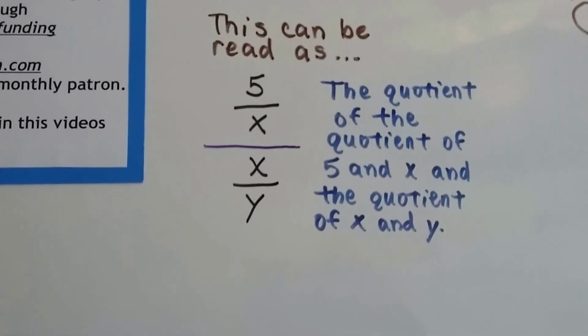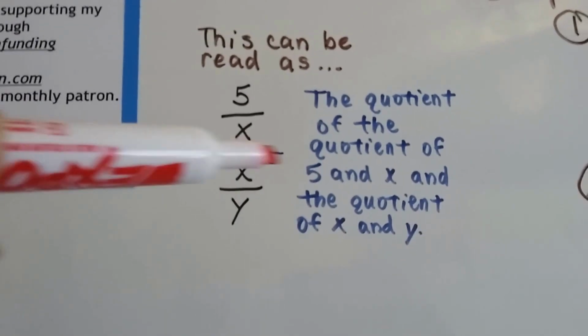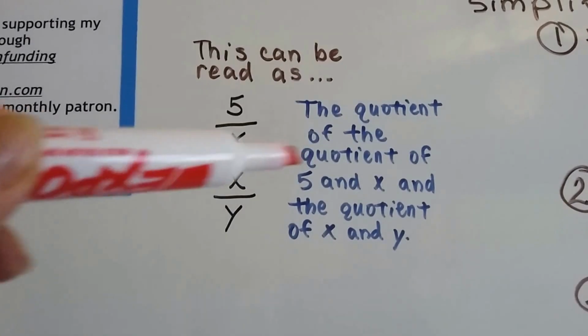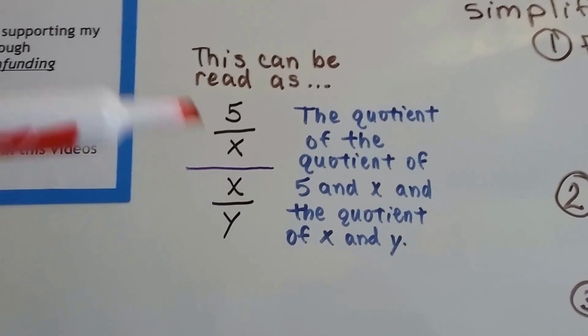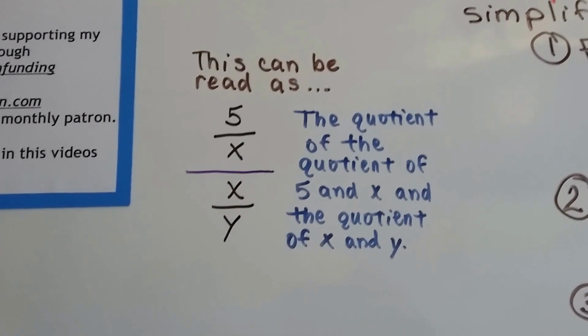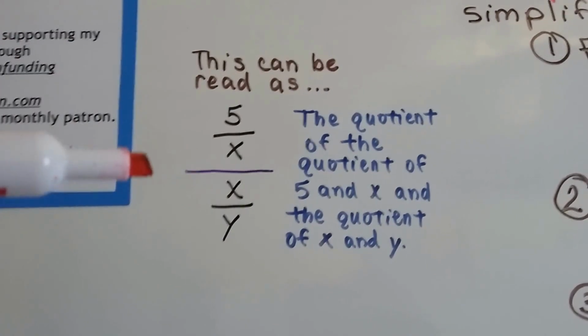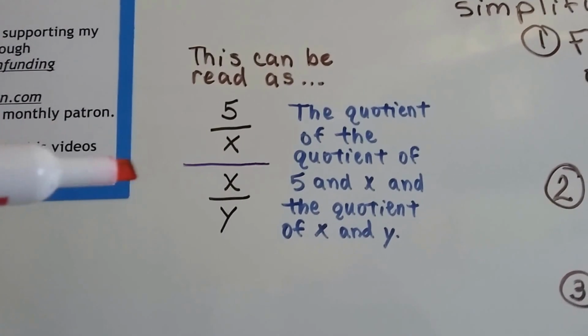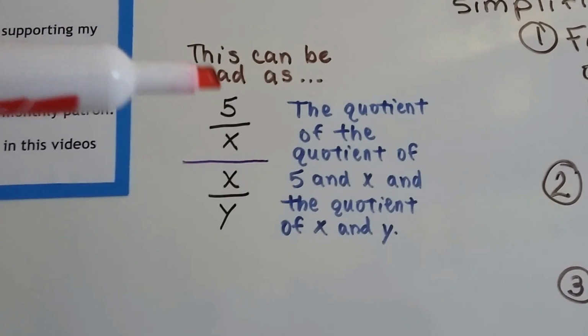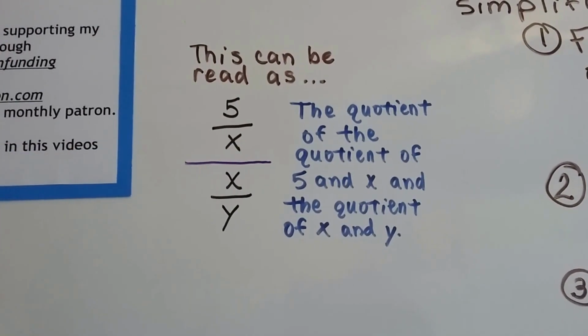So, let me show you this real quick. This can actually be read as the quotient. That's where this purple fraction bar is coming in so that we can tell it from the other ones, because there's going to be so many fraction bars in this video. So I made them all purple. So this is the quotient of 5 and x and the quotient of x and y.